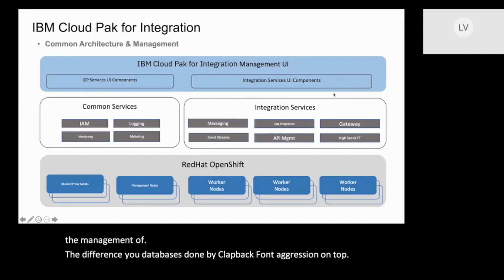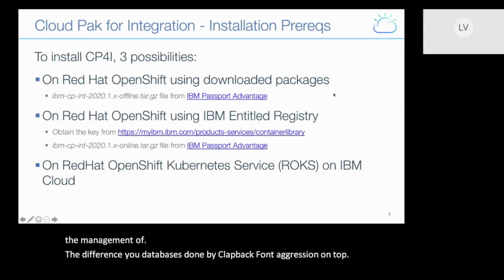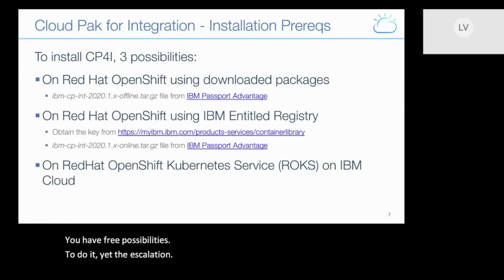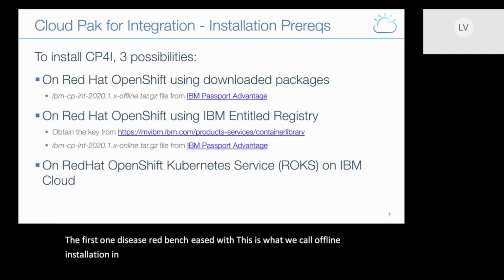You have 3 possibilities to do the installation. That's the current situation. We should have one more in a few days, but I will talk about this in a few minutes. The first one, this is Red Hat OpenShift. This is what we call offline installation. In this case, that means that you don't have any access to the internet when you're doing the installation.